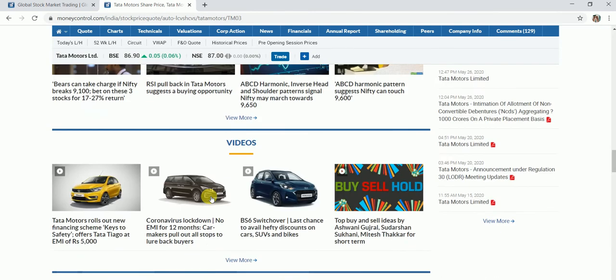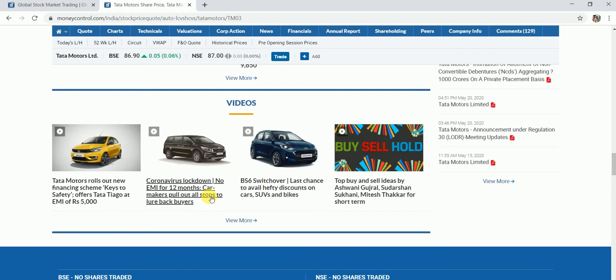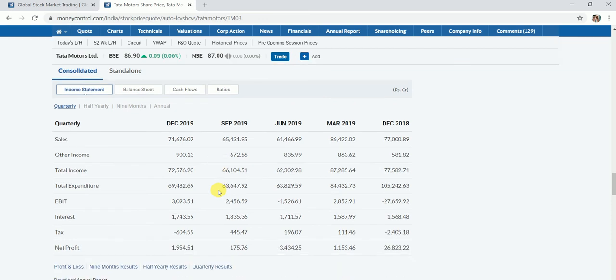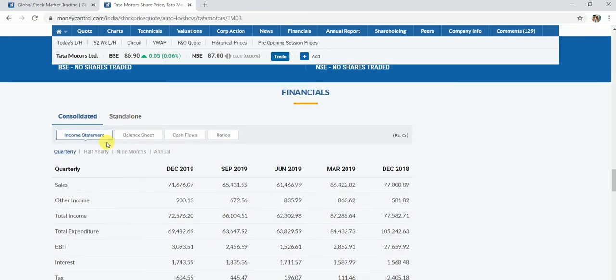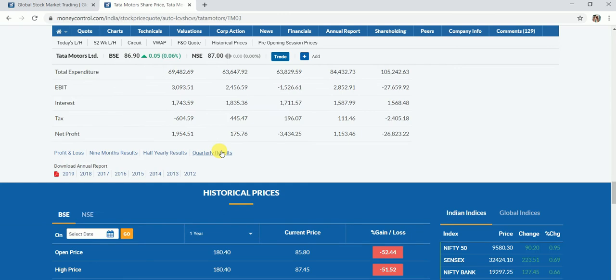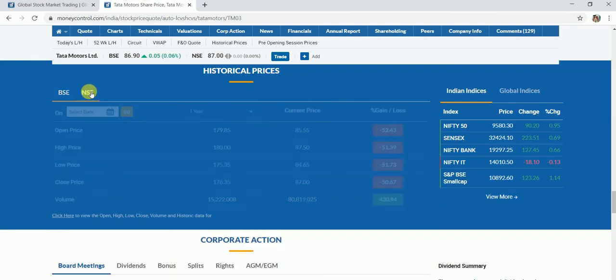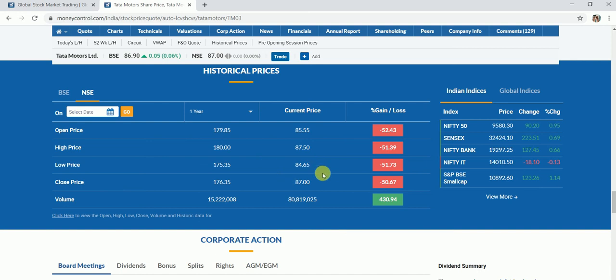And if you scroll down further, you can see all the news and data about Tata Motors. Then when you come down, you can see its consolidated and standalone financial data. You can see quarterly, half yearly. You can also see balance sheets. Then you can see the price of NSE and click on BSE. You will find it over here.